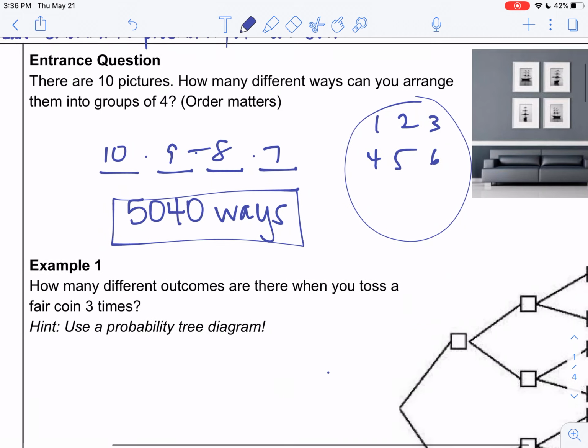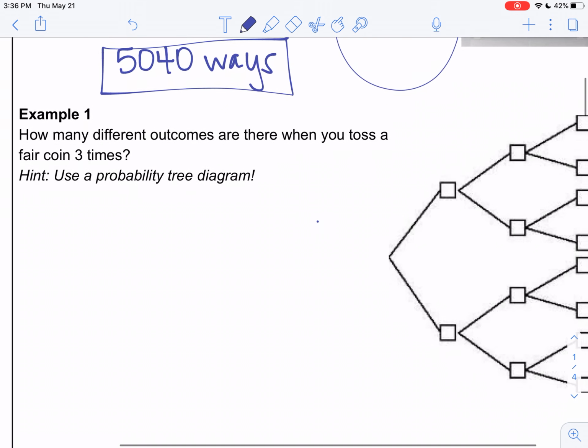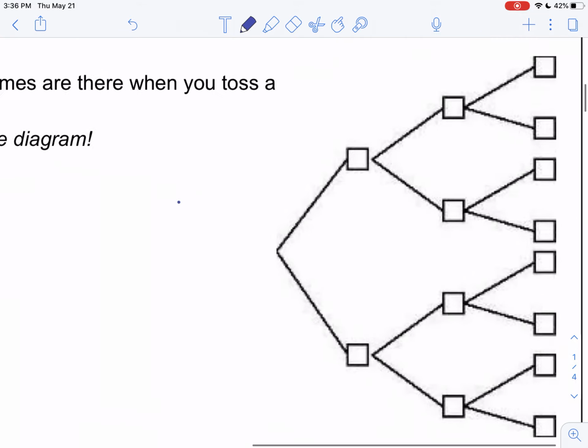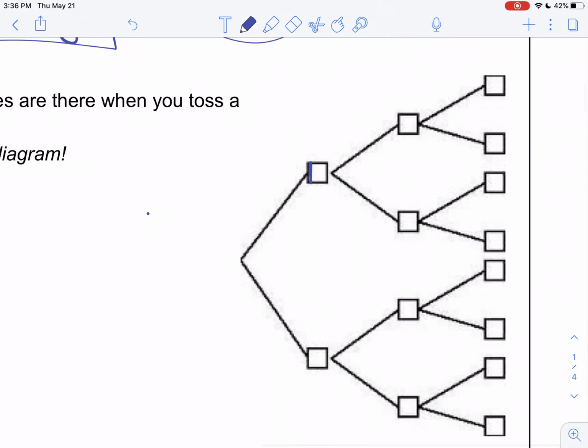All right, so cruising ahead, example 1 says, how many different outcomes are there when you toss a fair coin 3 times? And we could use a probability tree diagram. When we flip a coin, we know there's 2 sides to a coin. We can either flip heads or we can flip tails. So for the first flip, our choices are heads or tails.